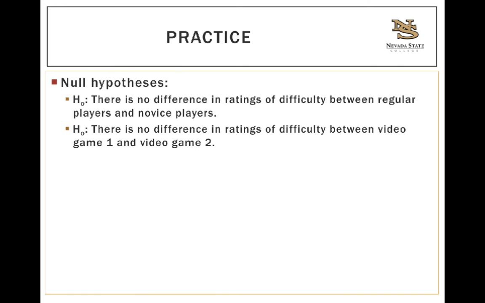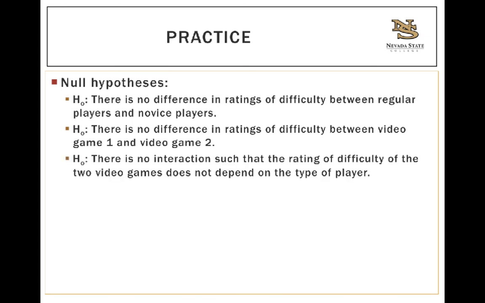Now we have to come up with a null hypothesis for the interaction. In other words, do these two factors interact or form a sort of different effect when they're put together? In this case, our null hypothesis is there is no interaction, such that, putting it in more informal language, the rating of difficulty of the two video games does not depend on the type of player. Because this is our null hypothesis, any differences in the video games will not depend on which kind of player is playing that game.